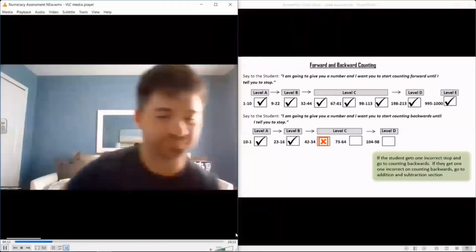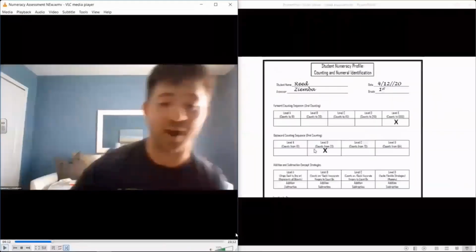Okay. All right, and if we go ahead, this is the cover sheet, and all you do is record their level of mastery. This is what level they are. He was a level E, forward counting. He maxed out on this one. And he's a level B, which means he can count back from 23. He was not able to get level C or level D, so that's what he is.